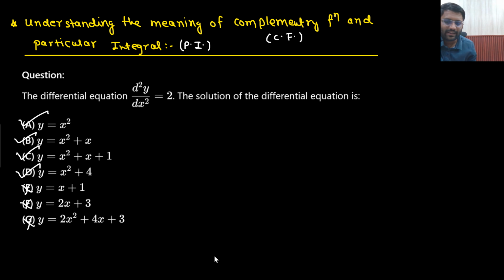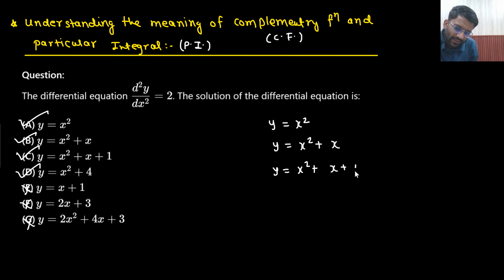So whichever answers are correct, let's write down those answers. So those answers are y equals x square, y equals x square plus x, y equals x square plus x plus 1, and y equals x square plus 4. In all the examples you see that x square is common. 2x square will also not do the job. X square has to be common.